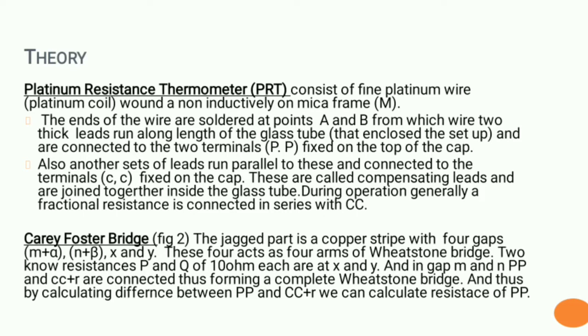Carey-Foster bridge. The jagged part is a copper strip with 4 gaps: M and alpha, N and beta, X and Y. These 4 act as the 4 arms of a Wheatstone bridge. Two known resistances P and Q of 10 ohm each are at X and Y, and in gaps M and N, PP and CC plus R are connected, thus forming a complete Wheatstone bridge. And thus by calculating the difference between PP and CC plus R, we can calculate the resistance of PP.